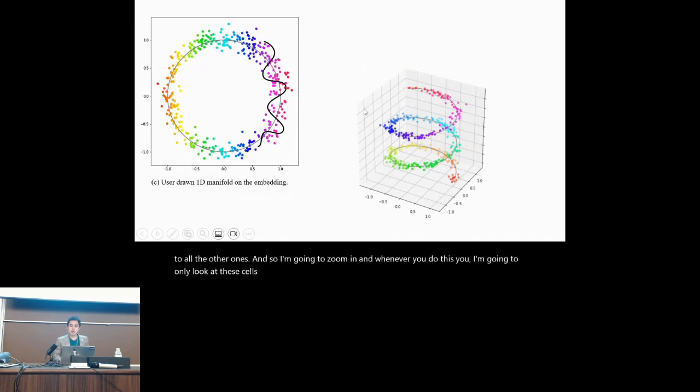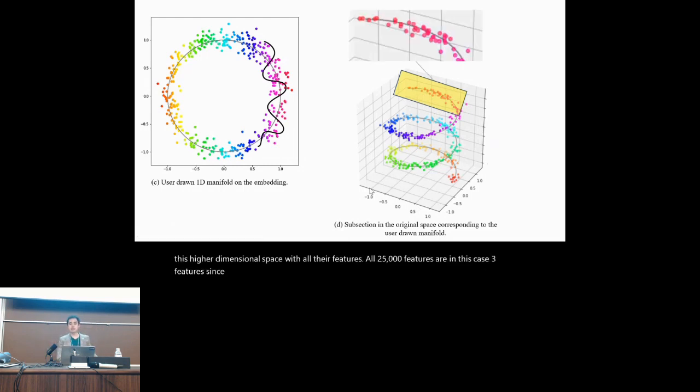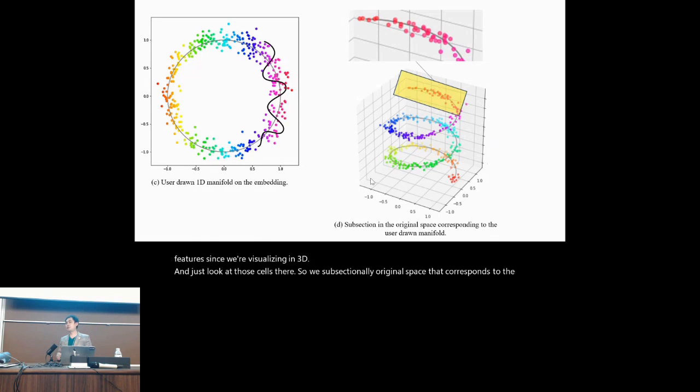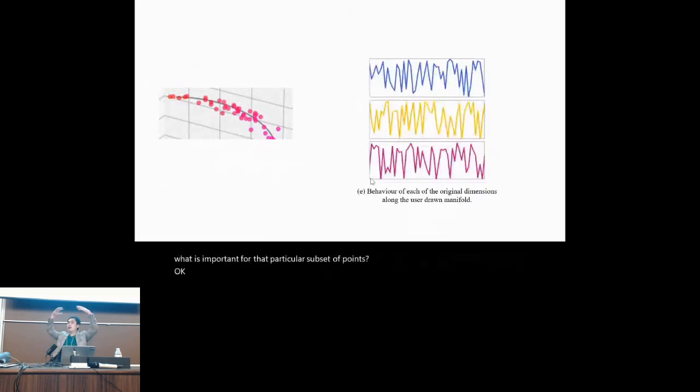Our strategy is that these cells correspond to something in that higher dimensional space. So you can back project them up to this higher dimensional space with all their features, all 25,000 features, or in this case, 3 features since we're visualizing in 3D, and just look at those cells there. So we subsection the original space that corresponds to the user-drawn manifold. A user draws something, and then you ask what is important for that particular subset of points. Since you've now projected back up into this higher dimensional space, you can look at the behavior of the original features along those cells.